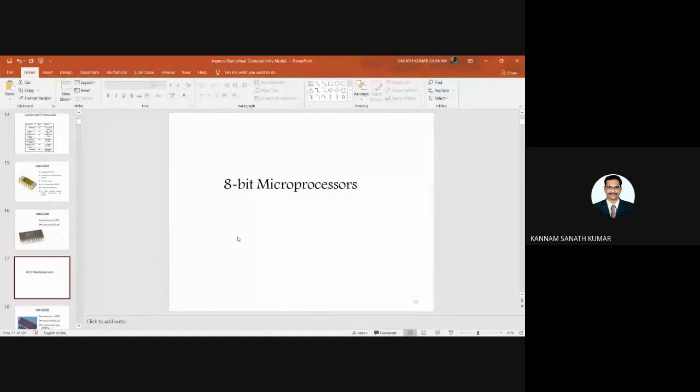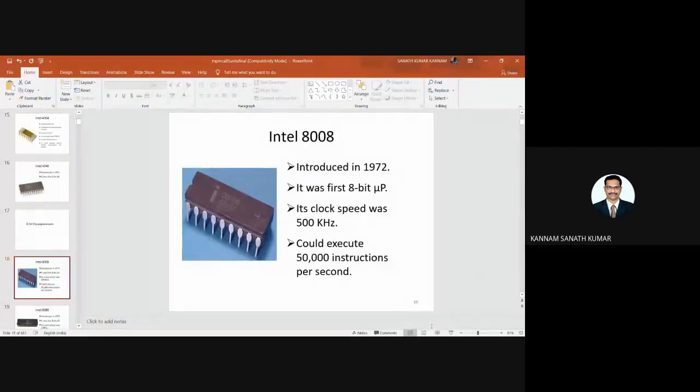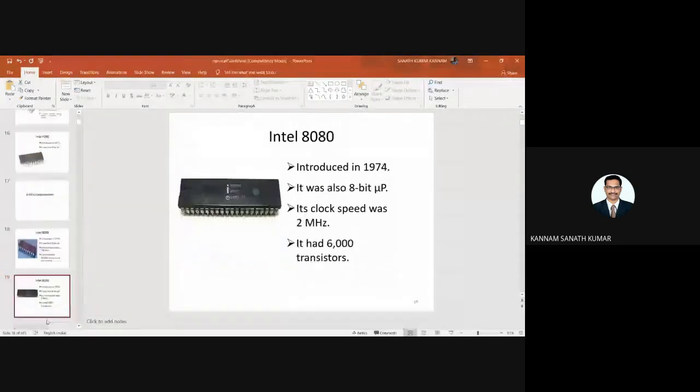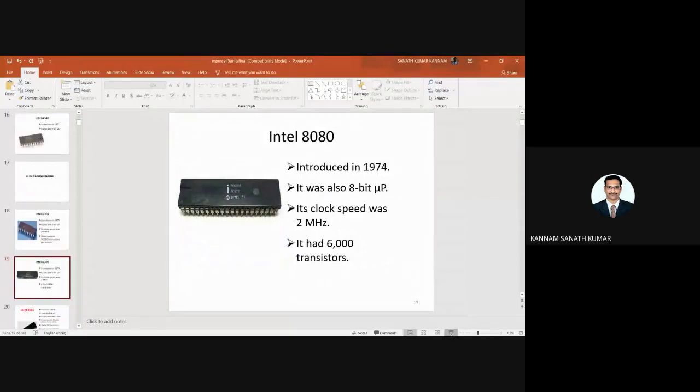And next, if you see the 8-bit microprocessor, Intel 8008. This was introduced around the year 1972. It's the first 8-bit microprocessor. The clock speed is 500 kilohertz, and it can execute 50,000 instructions per second. So this is Intel 8008, and next is Intel 8080.